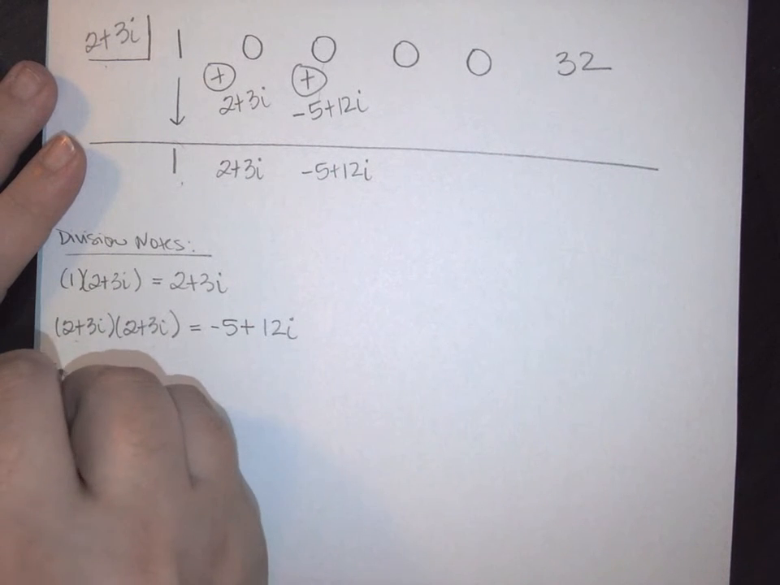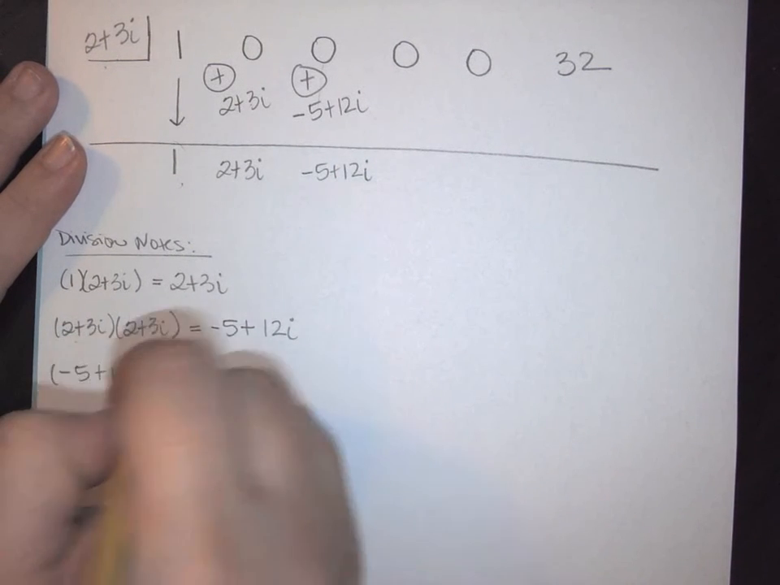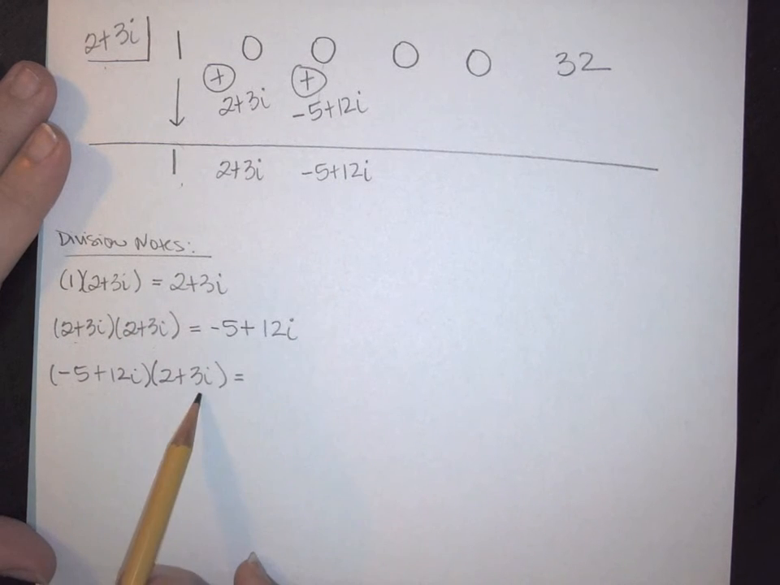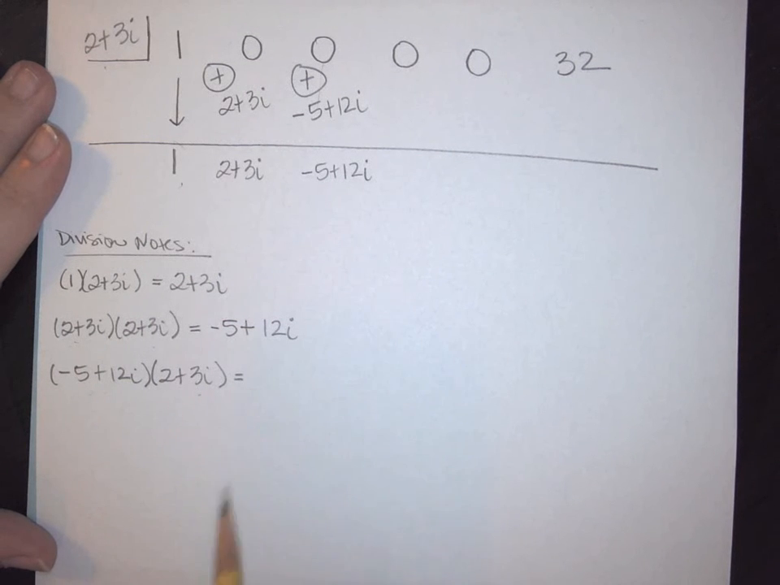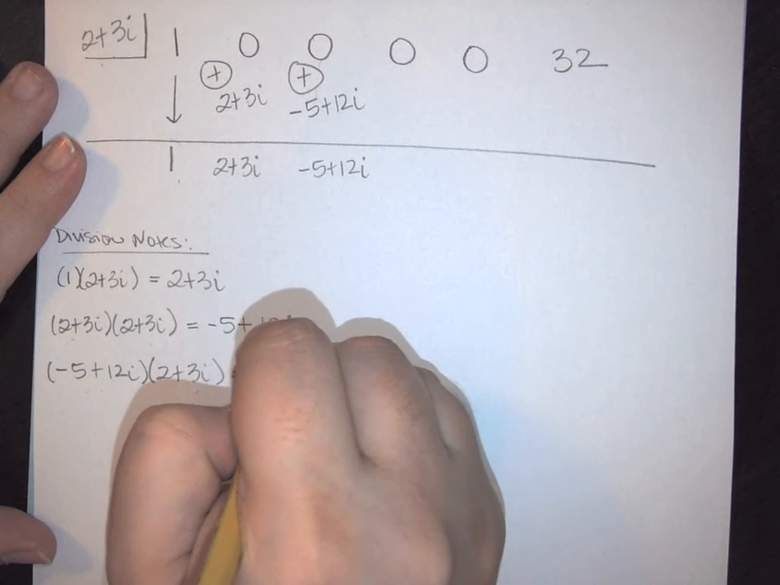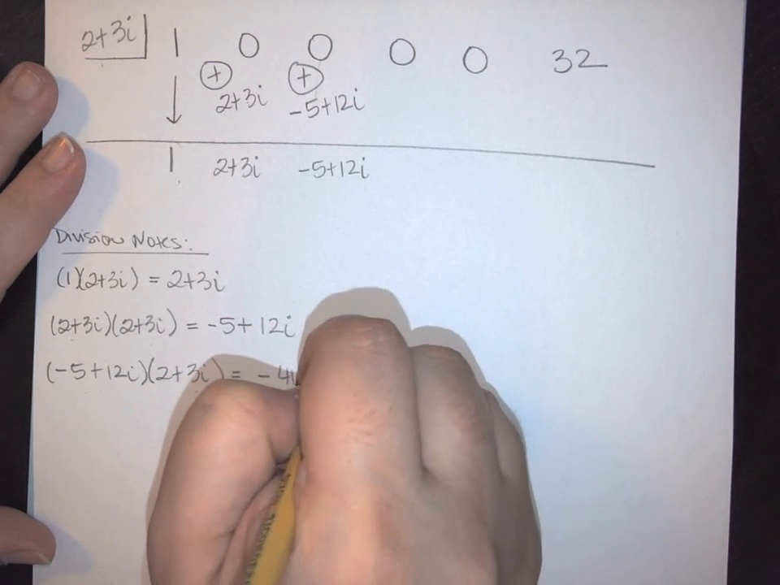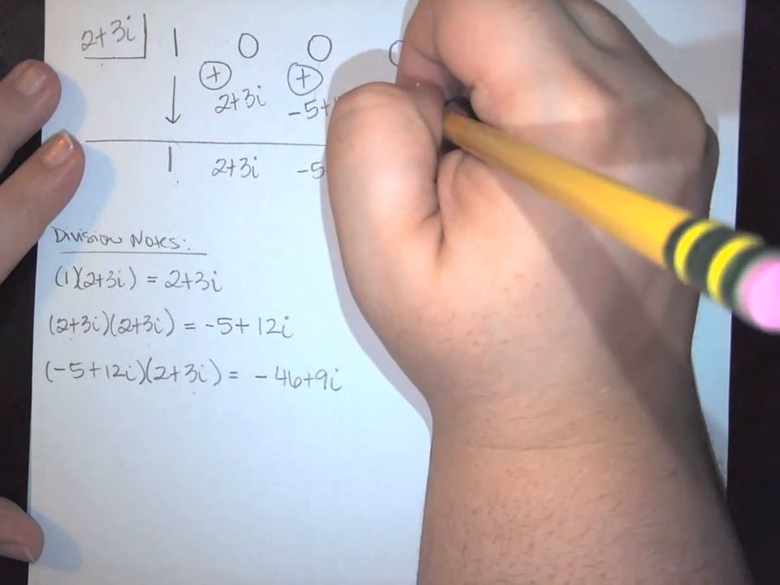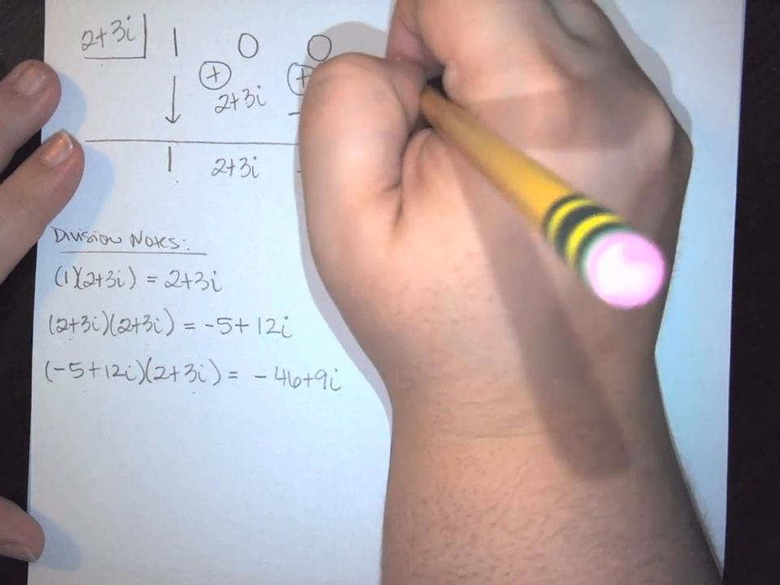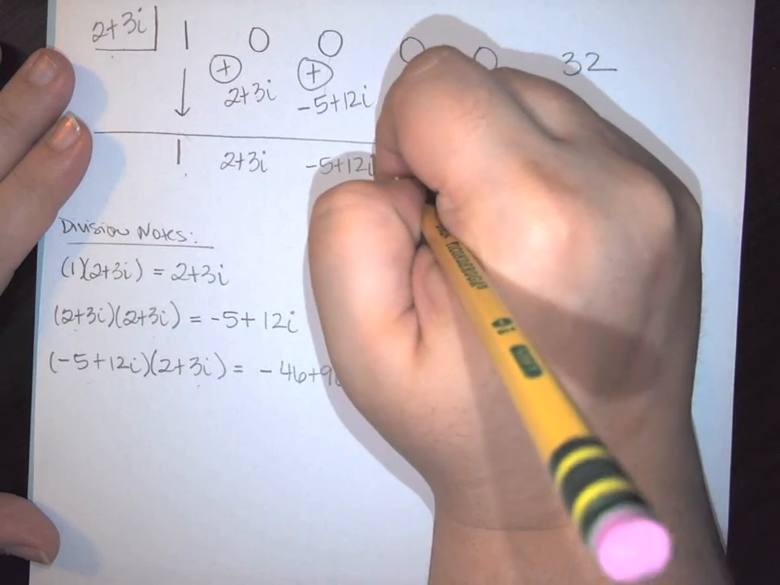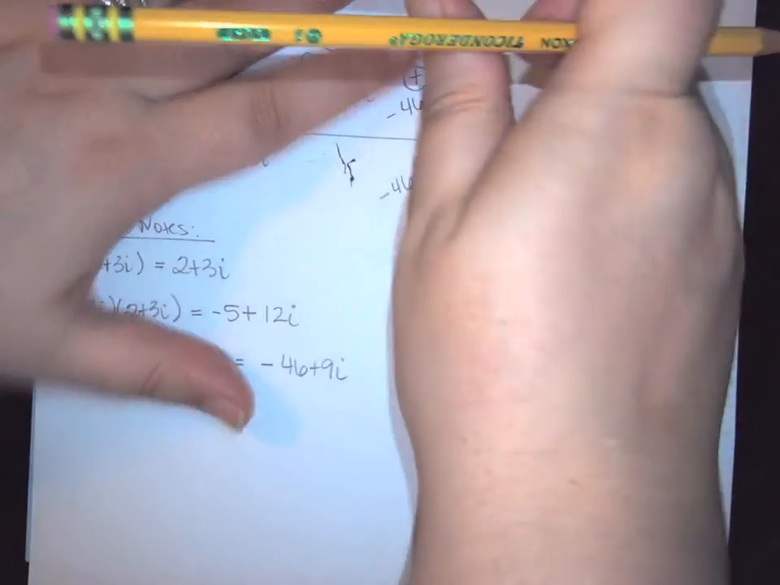Bottom, so negative 5 plus that 12i times the box, 2 plus 3i. So again, two binomials, multiply them together. Don't forget your rule, i squared is negative 1. And so in this case, you're going to get negative 46 plus 9i. So here we've got negative 46 plus a 9i. We need to add these together. Gives you negative 46 plus 9i. Let me write this a little diagonal here so I don't run out of space.